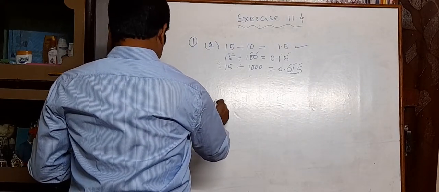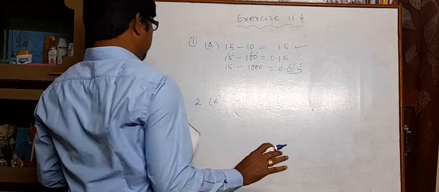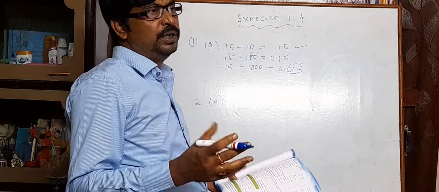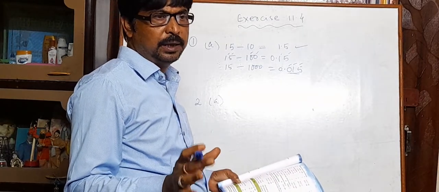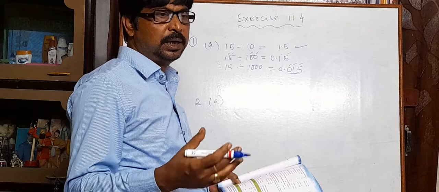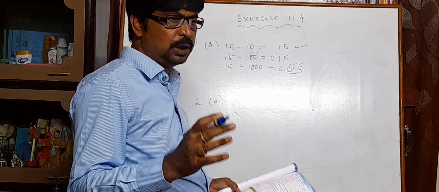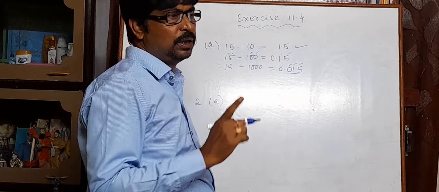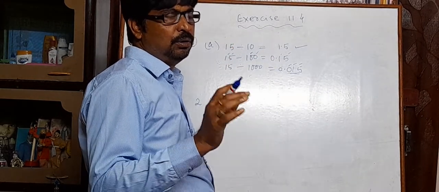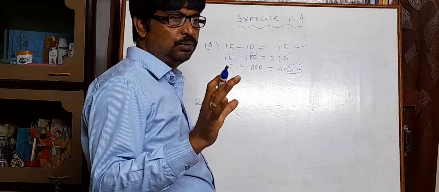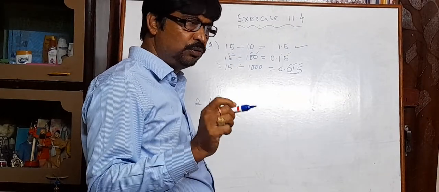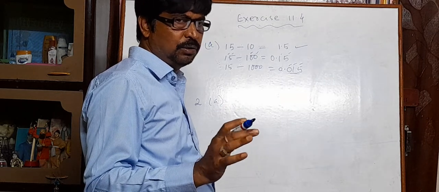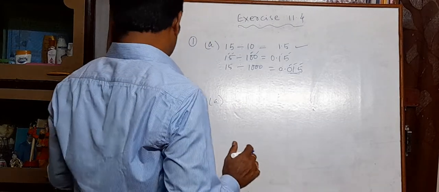Now come to question number 2, part A. Question is the same. We have to shift the decimal point only when we divide the number by 10, 100, 1000, 10,000, lakh, 10 lakh, and so on. According to the number of zeros, you have to shift the decimal point only. Don't have to do that long division method. If you do the long division method also, you will get the same answer, but no need to do that. This is the shortcut process.